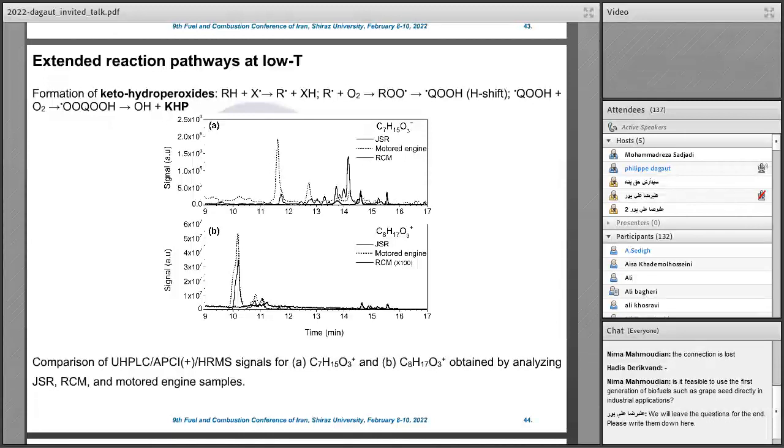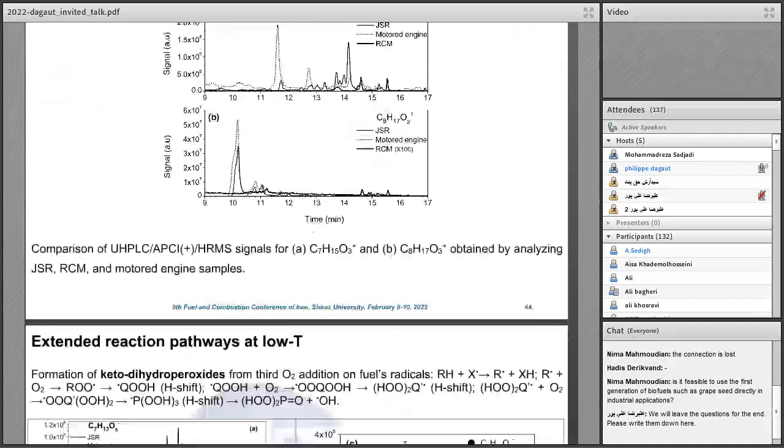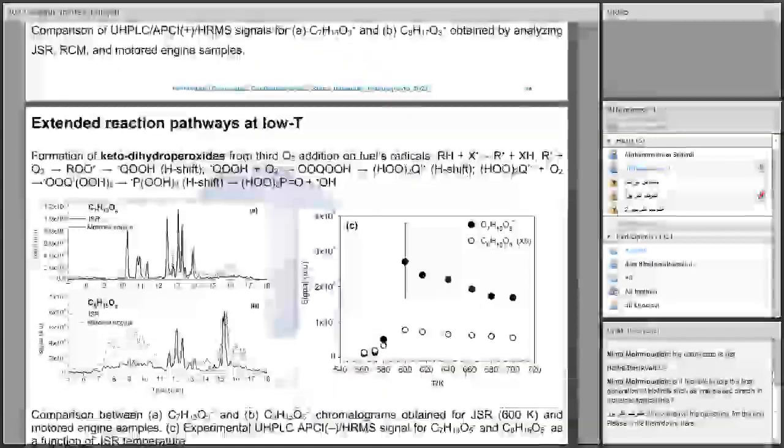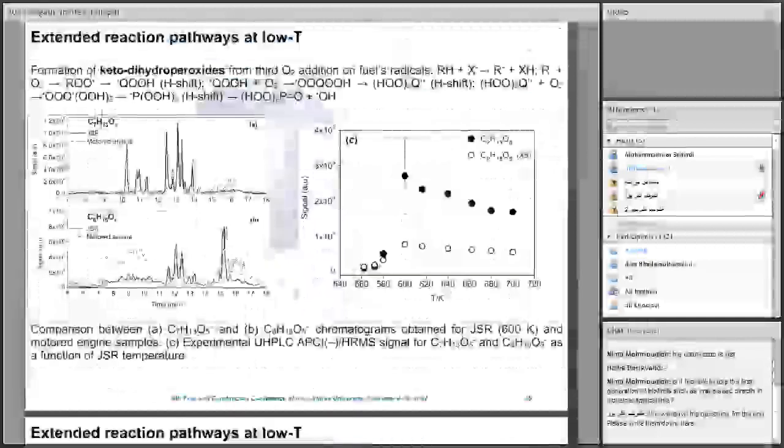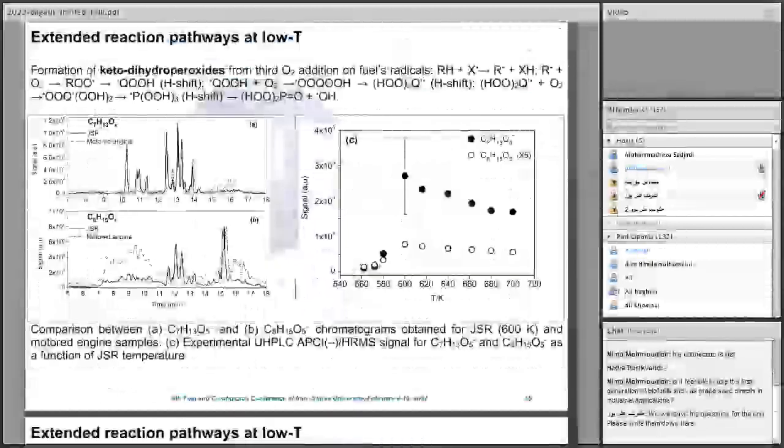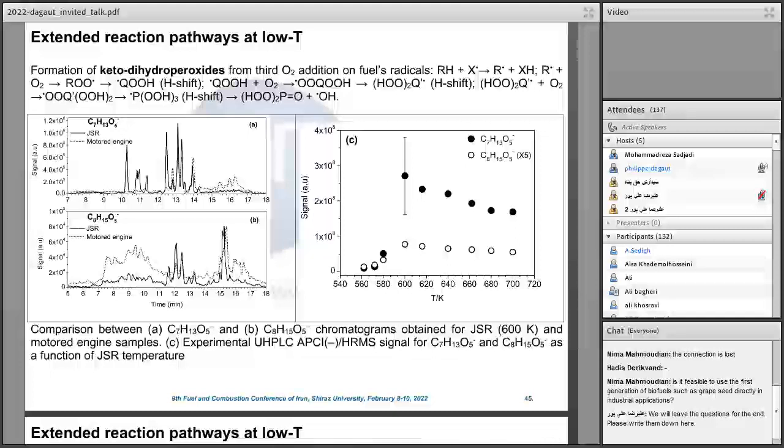And we can see that there is a rather good match between the different chromatograms that we observed here, although all the peaks do not appear in every condition. So this indicates that the chemistry is following the same pathways, whatever you consider, if it's a laboratory reactor, if it's a rapid compression machine, or if it's an engine.